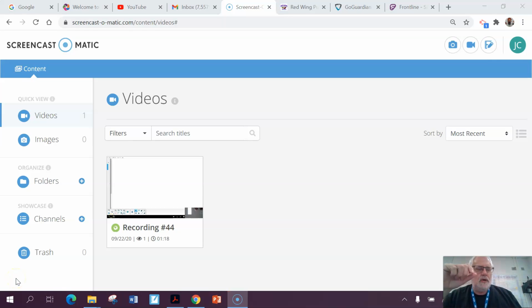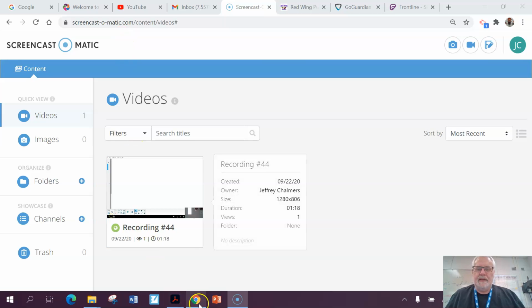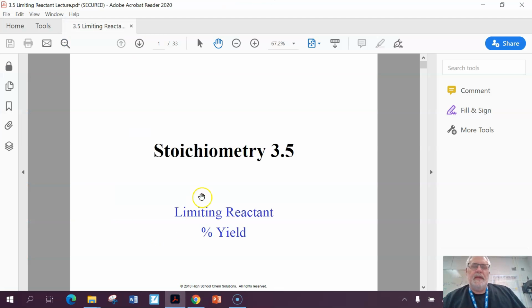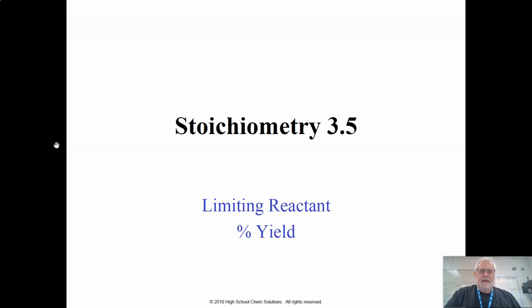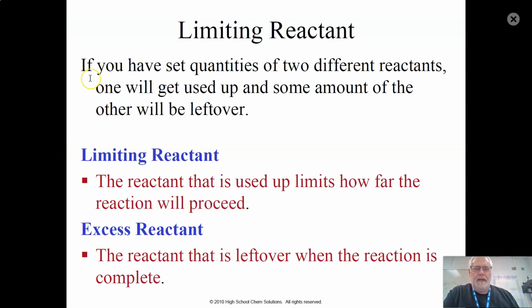So this is video number 2 on the limiting reactant. Hopefully that delicious first video gave you a concept of what we're going to do and why we're going to do the things moving forward here. So you can see we're moving into our next section, and this is limiting reactant. And you're also going to learn something called percent yield. So let's get a nice full view of this and just jump in.